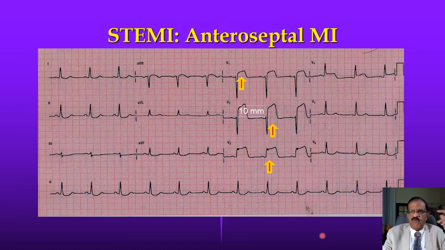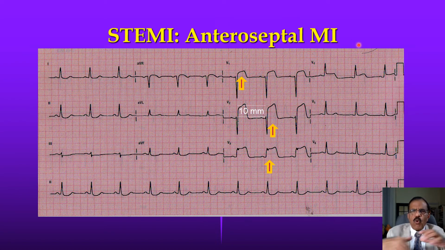The diagnosis is very typical anteroseptal myocardial infarction, right? So there is STEMI. This is ST segment elevation, because we see very impressive ST segment elevation. And why do we say it is anteroseptal? Because we know that the precordial leads V1, V2, V3 represent the anteroseptal part of the myocardium. So that is how we have made the diagnosis of anteroseptal myocardial infarction.